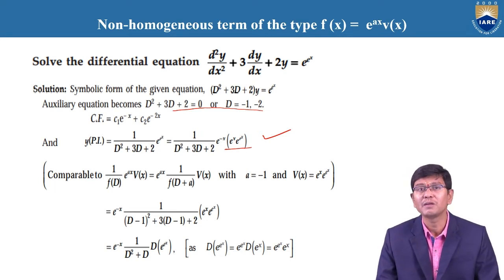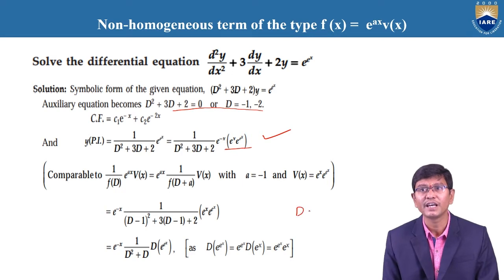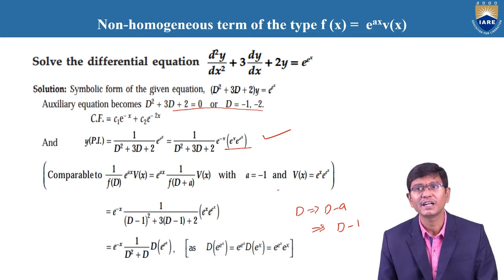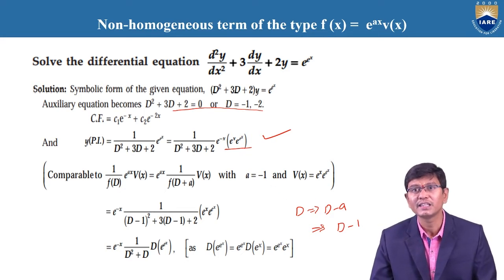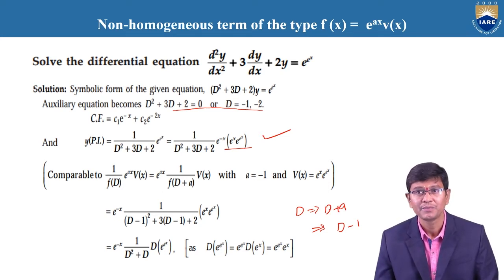Now we need to follow this method, that is case 4. Before taking out common e power minus x, here a is equal to minus 1. Therefore, according to the working rule, we need to replace d with d plus a, and here a is equal to minus 1. Therefore, by using e power minus x into 1 by d minus 1 whole square plus 3 into d minus 1 plus 2. Clearly a is only minus 1, so d becomes d plus a, that is d minus 1 only.